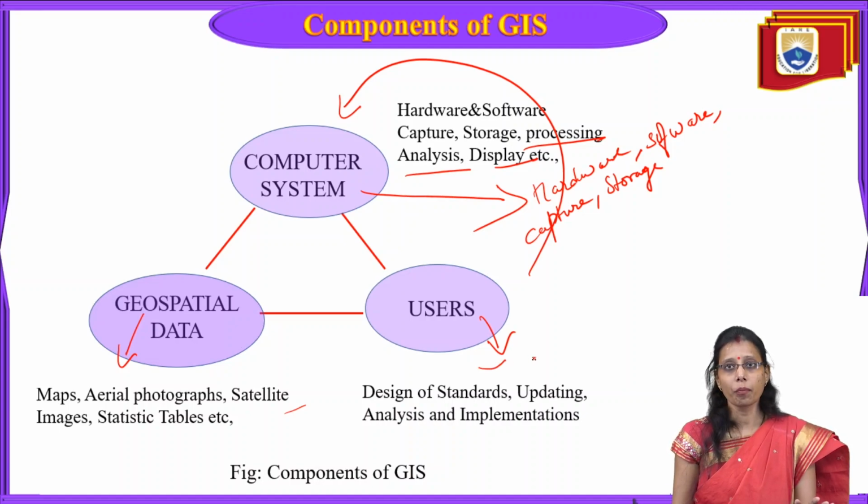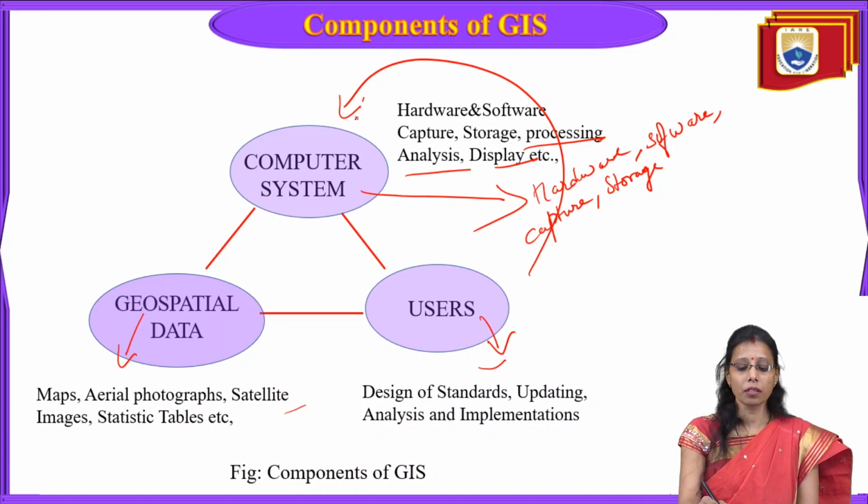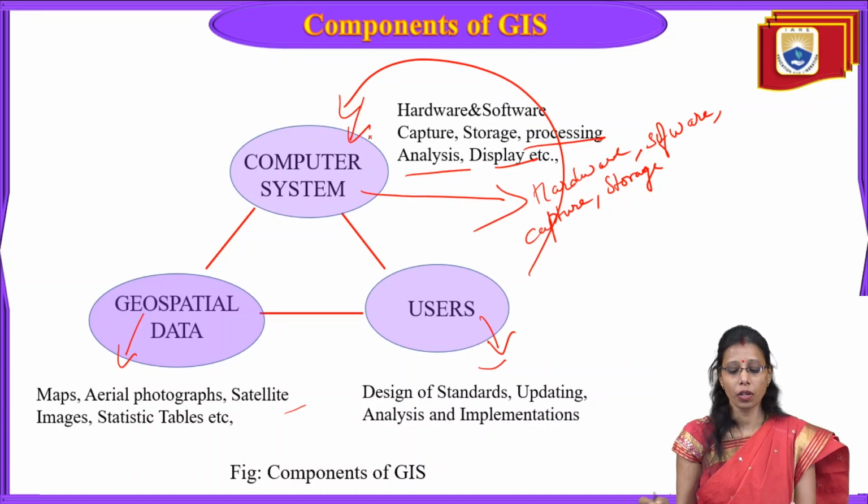So we have three main components here: the computer system, the data, and the users. When you want to run a GIS setup, these three components are required to run together. Then only a GIS is complete. Without a computer system we cannot run the GIS system, without users we cannot run it, and without geospatial data we cannot run it. So we have to gather these three main components together, then only we can run the GIS process.